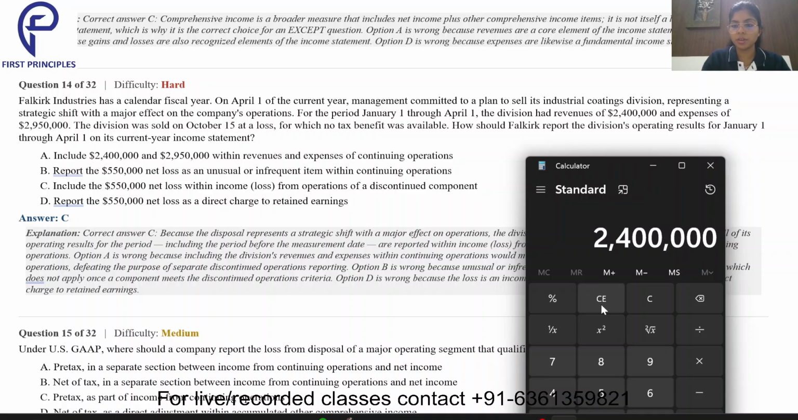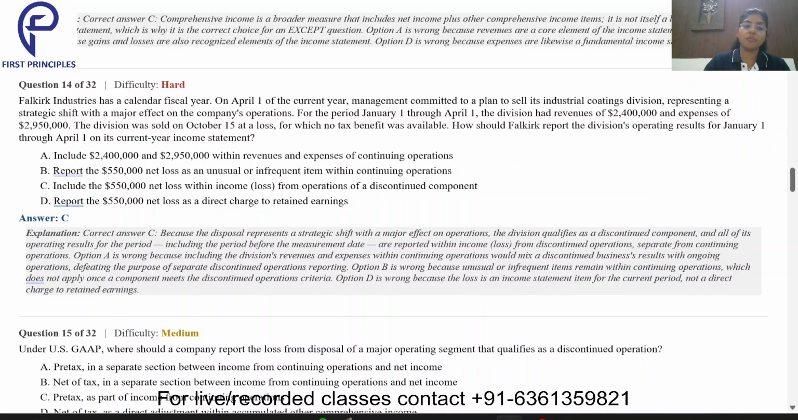2.95 minus 2.4, 550,000 is going to be my loss. So where should this loss be shown? This 550,000 loss should be shown as a loss from a discontinued operation. Why? Because in that particular year we decided to discontinue it and we even actually sold it off. So that is why it should not be a part of continuing operations.